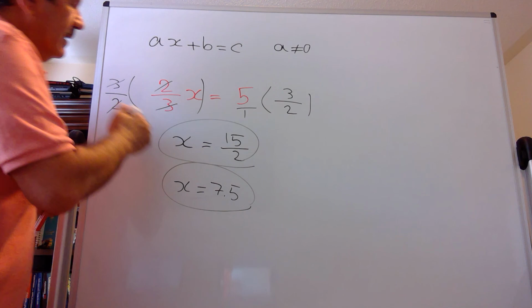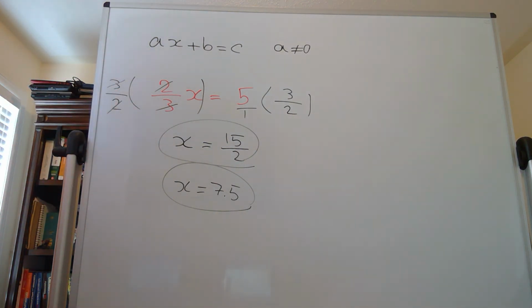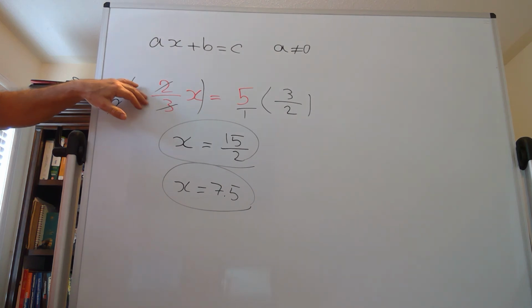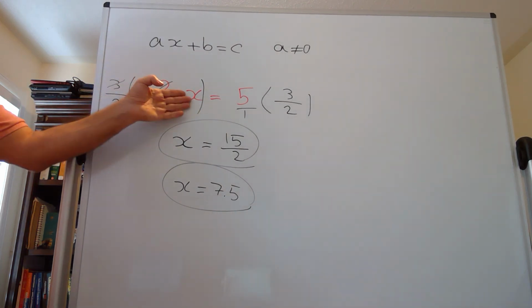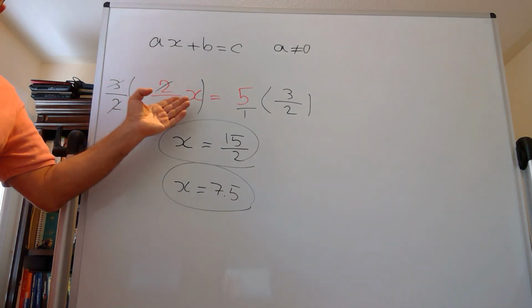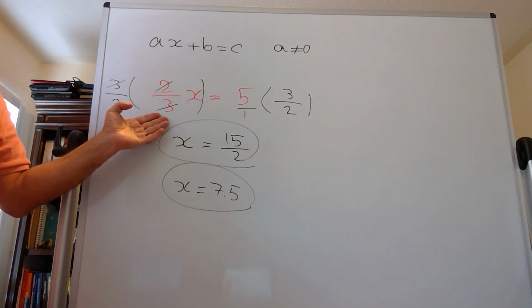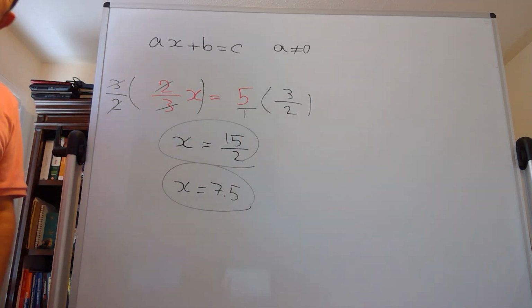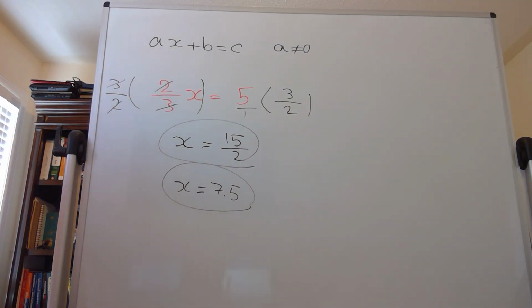Can you see, with only one calculation, by one action, we eliminated the fractional coefficient of x. Any time we end up with the coefficient of the variable in fraction format, if we multiply by the reciprocal of the fraction, then we can eliminate it very easily.